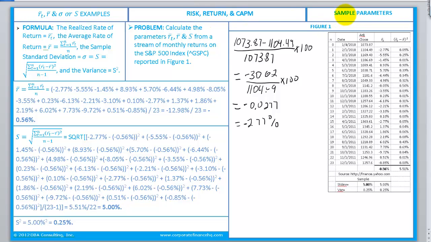I'll be computing sample parameters, and these sample parameters will be the realized rate of return, the average rate of return, and the sample standard deviation and the variance.